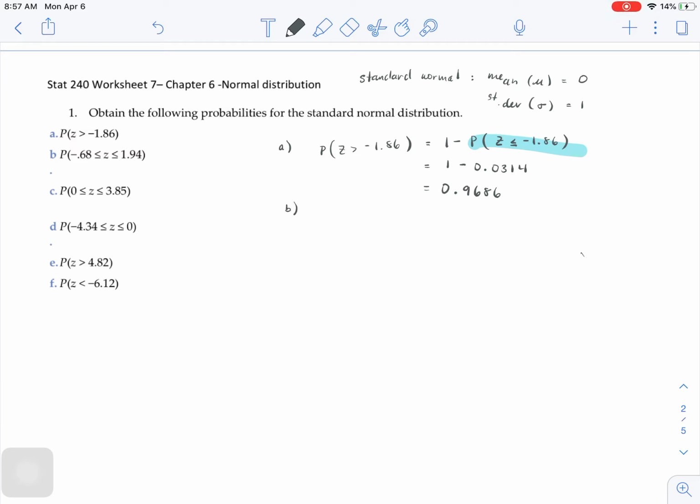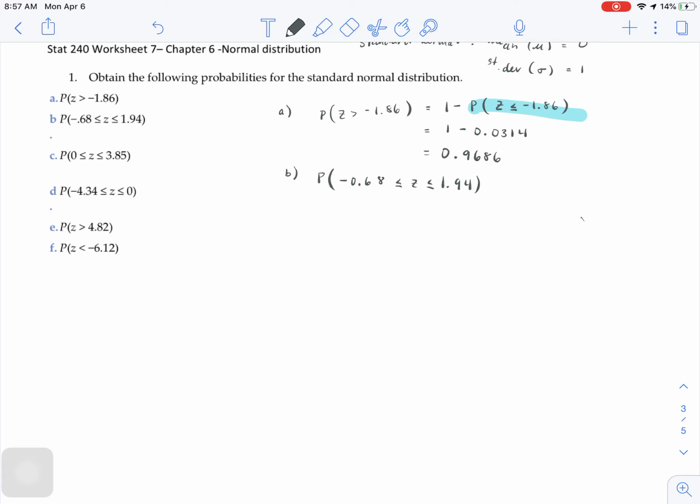Next, I want the probability that Z is between -0.68 and 1.94. This is best explained with the picture. So I'll draw my normal curve again. I want the probability that Z is between negative 0.68 and positive 1.94. So that's precisely the area between these two numbers. So I'll highlight it here.